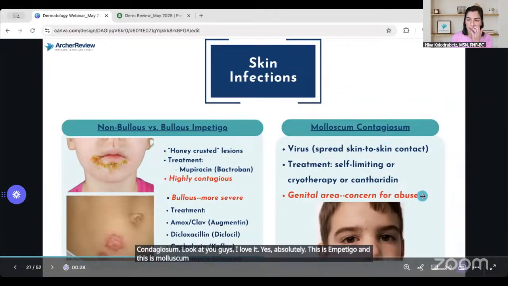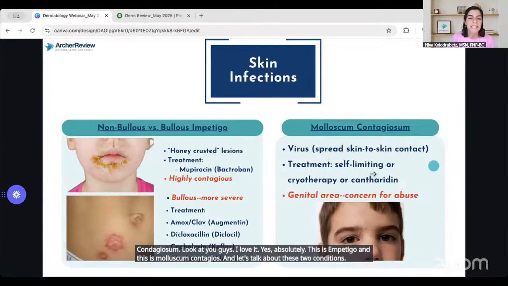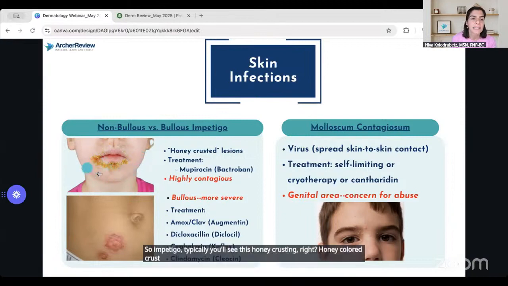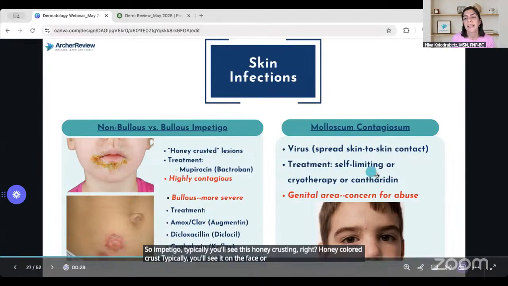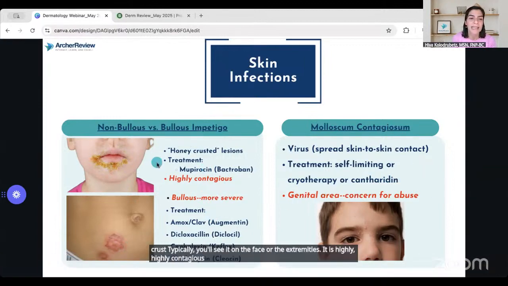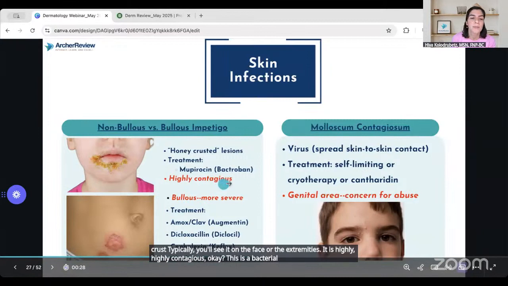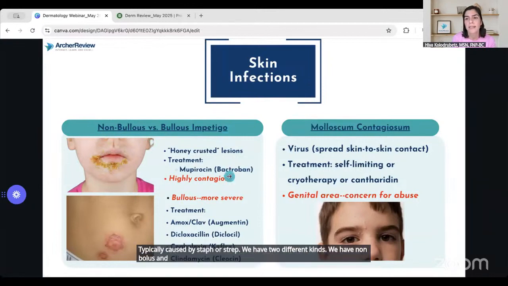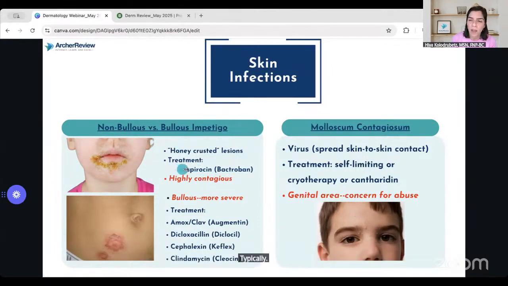Let's talk about these two conditions. So impetigo, typically you'll see this honey crusting, right? Honey colored crust. Typically you'll see it on the face or the extremities. It is highly, highly contagious. This is a bacterial skin infection typically caused by staph or strep. We have 2 different kinds. We have non-bullous and bullous impetigo. Typically, non-bullous is the most common.